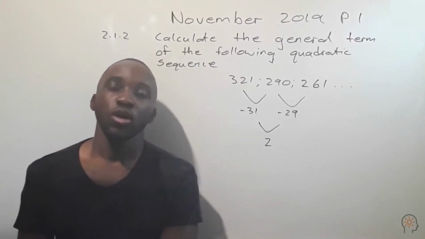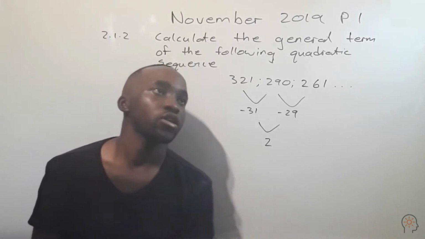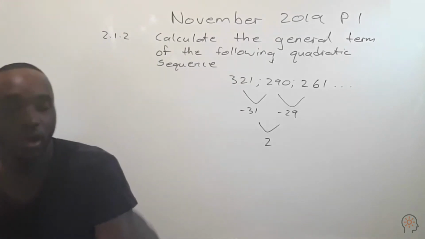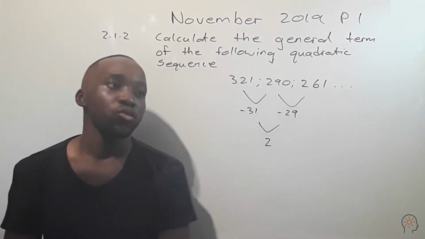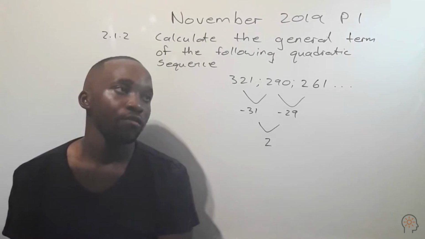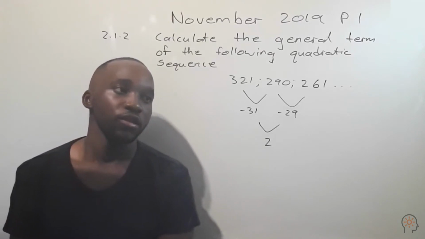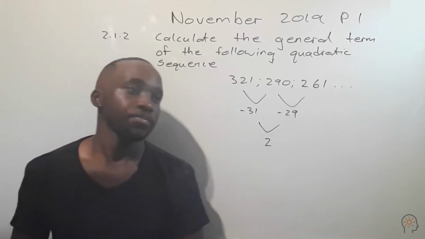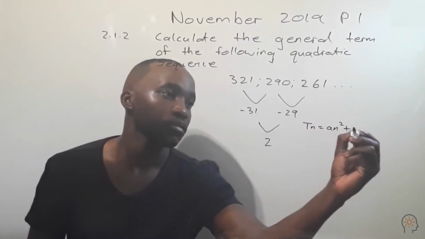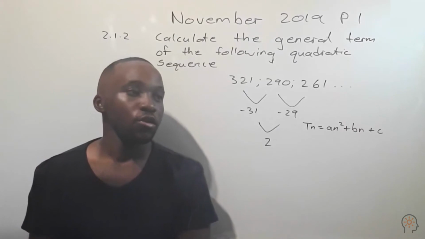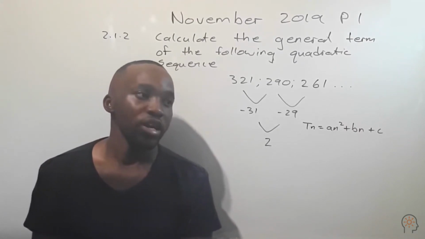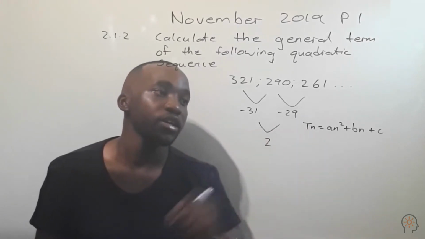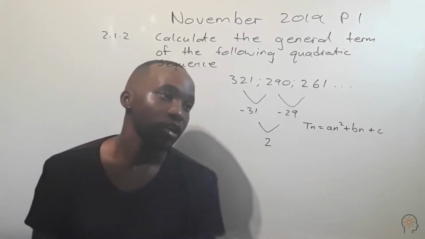So 2.1.2 was asking us to work out the general term of the quadratic sequence that we're dealing with, right? So anytime you need to work out the general term of any quadratic sequence, the very first thing you want to keep in mind is the standard form, right? In our standard form, we can clearly see that we need three values: a value for A, a value for B, and also a value for C.